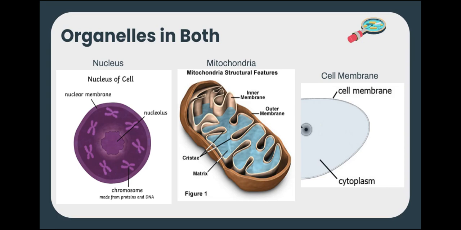The mitochondria is the powerhouse of the cell. This is where glucose is converted into energy, also known as adenosine triphosphate, or abbreviated as ATP. ATP is what gives your cells energy to perform vital functions that contribute to your survival.